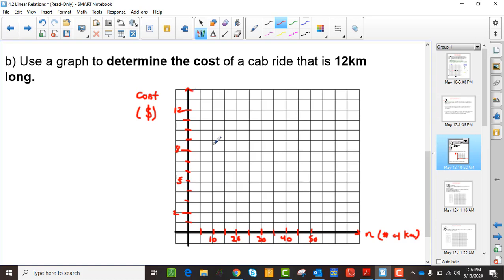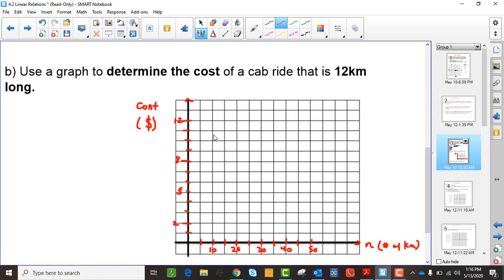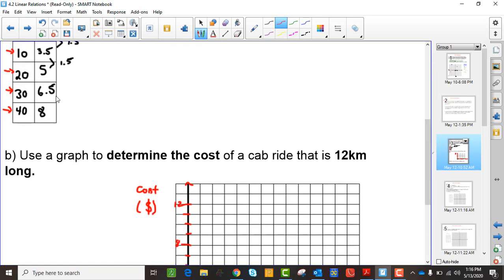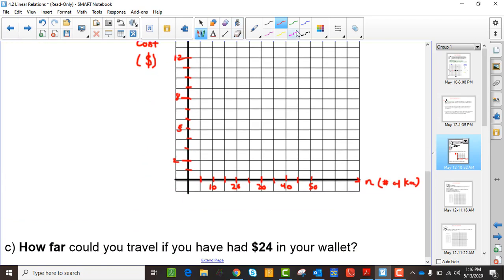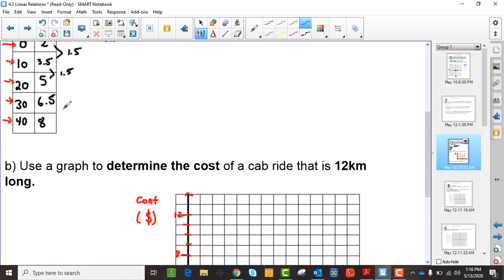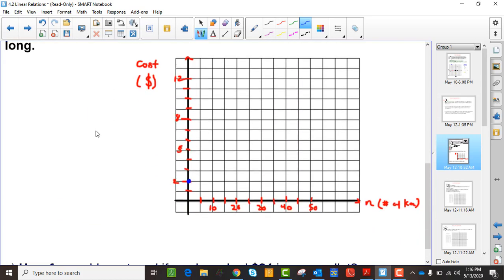as long as you keep a consistent scale. So then what we're going to do is plot the points. At 0, it's at 2. So I'm going to plot that point, and I'll plot them in blue just so you can see them a little better over top of the red. So there's 0 and 2. Then I'm going to plot 10 and 3.5. So this is 3 and that's 4. So 10 and 3.5 is right about here.